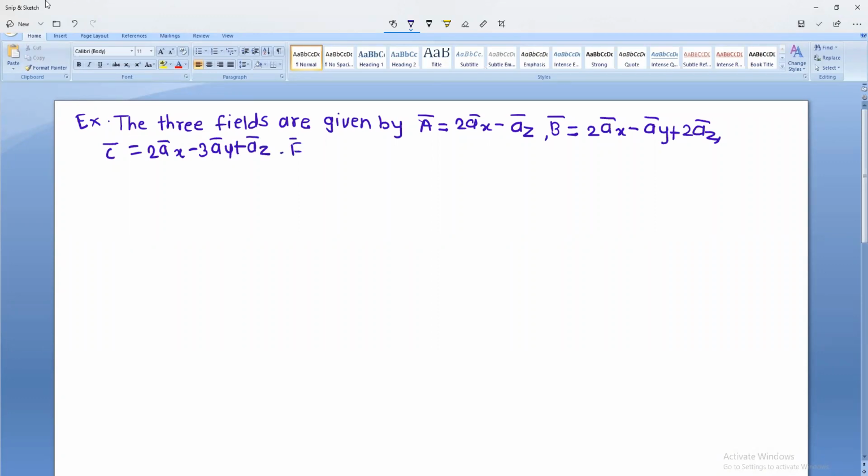Find the scalar and vector triple product.